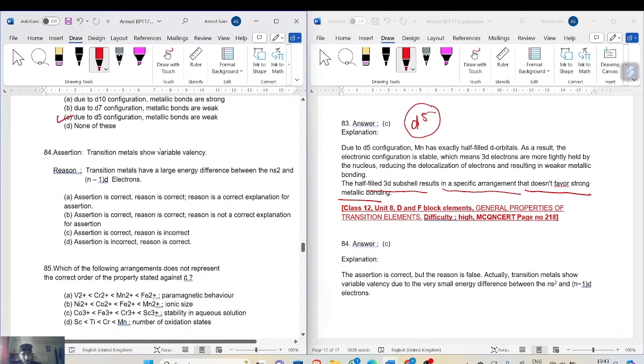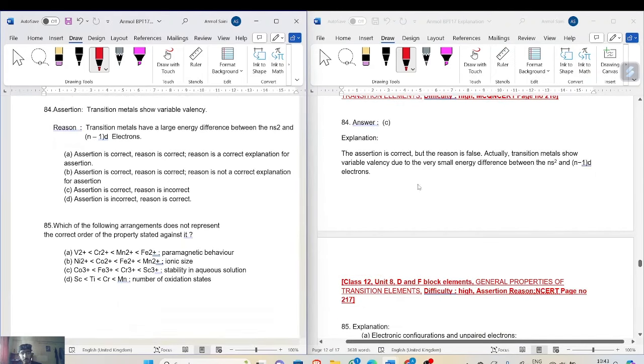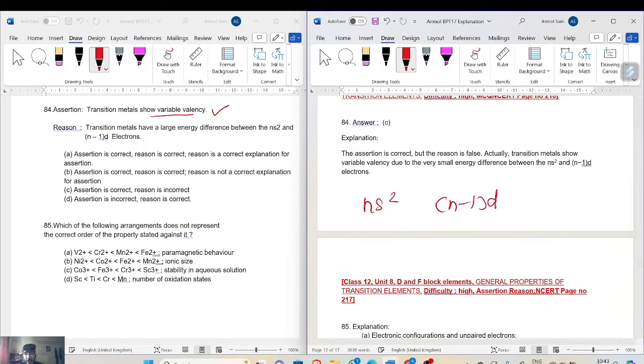Now question number 84. Assertion and reason type question. Transition metals show variable valencies. Yes, this is absolutely right. Transition elements show variable valencies. The reason says transition elements have a large energy difference between ns2 and n minus 1 d electrons. So it is saying that ns2 and n minus 1 d in transition elements have a large energy difference. So the assertion is absolutely right because transition elements show variable valencies.